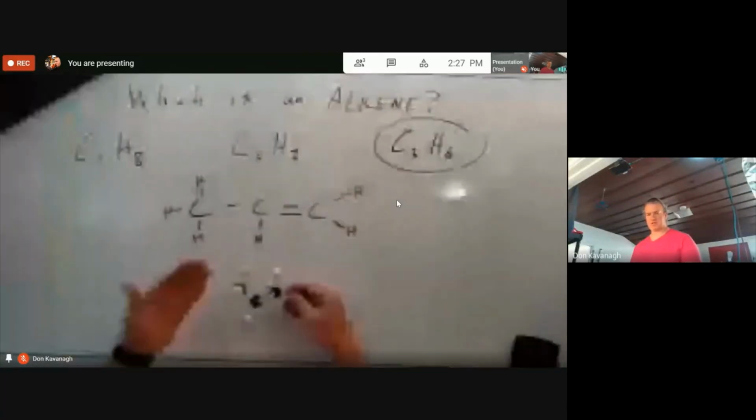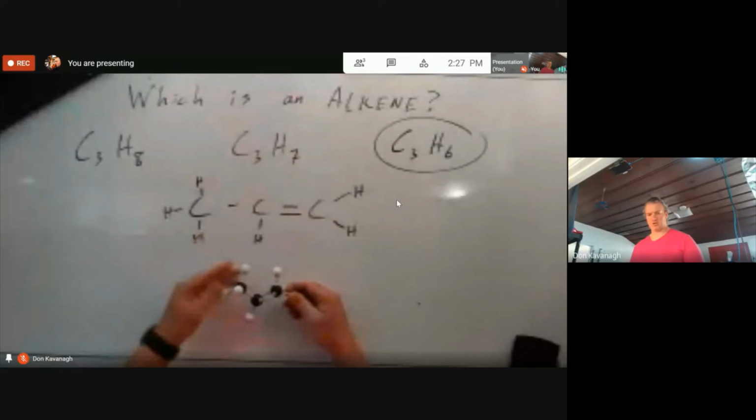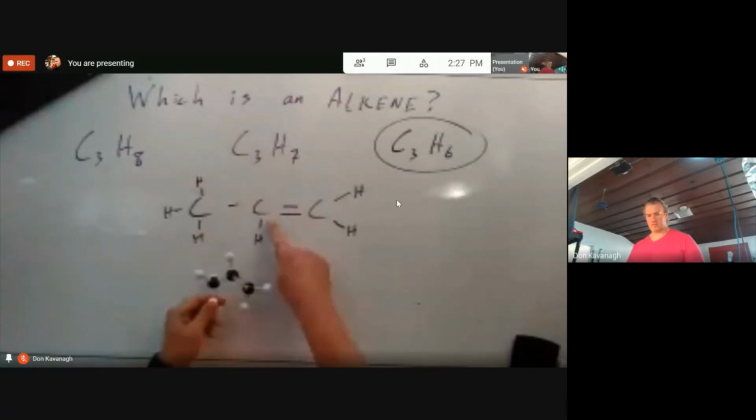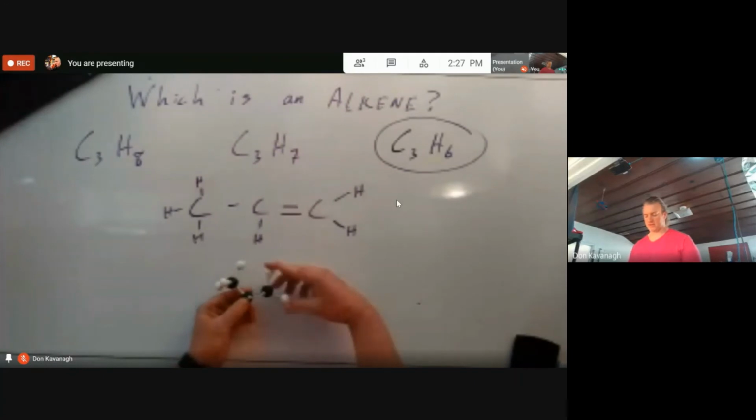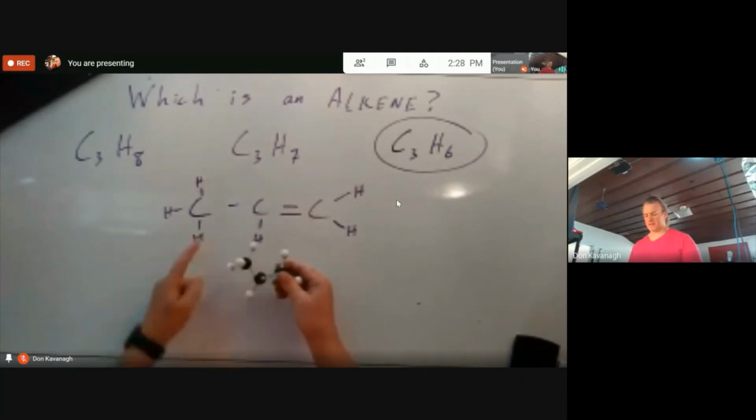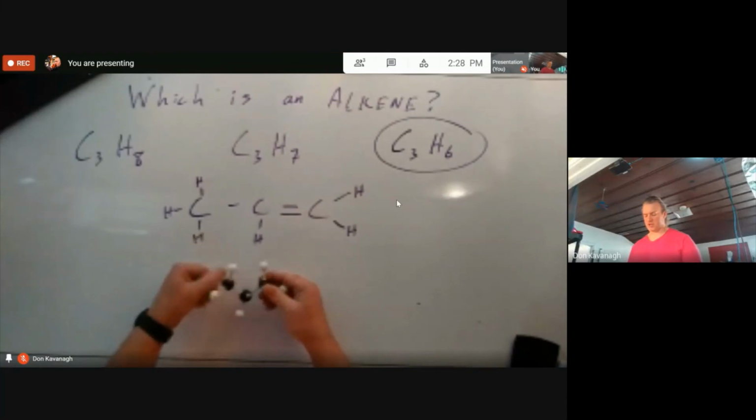This static 2-dimensional image doesn't show the 3-dimensional character of it. Notice that that central carbon puts a bent character to the entire molecule, making it look like a letter V, if you will. Note how there's restricted motion around the pi bond on this side, and the methyl group on the end here has free rotation happening there.